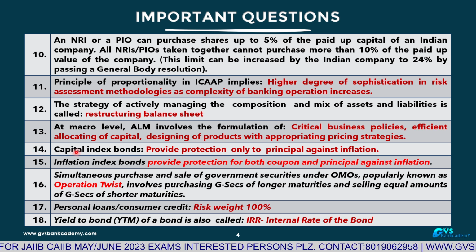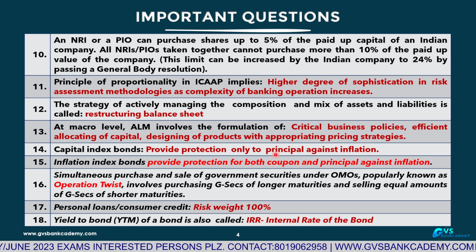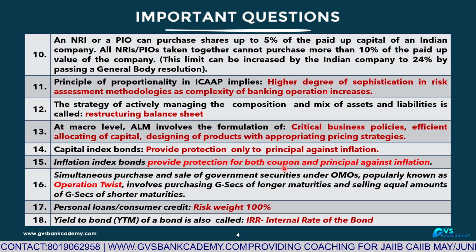Question number 14. Capital indexed bonds. These capital indexed bonds provide protection only to the principal amount of the investment against inflation, only principal is protected. That is called capital indexed bonds. Inflation indexed bonds provide protection to both coupon interest and principal against inflation. Capital indexed bonds protect only the principal amount. Inflation indexed bonds protect coupon plus principal.